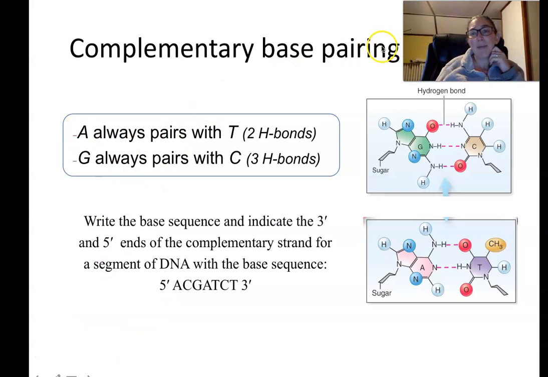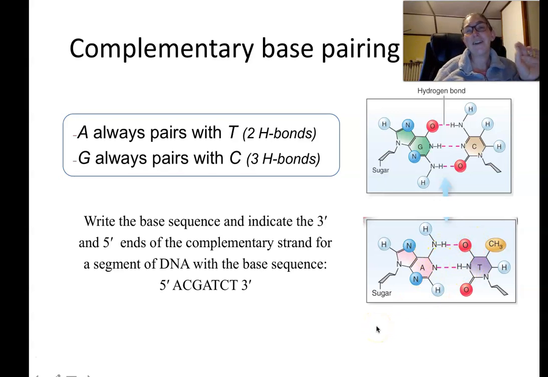So those complementary base pairing rules are that guanine always pairs with cytosine, and there are 3 hydrogen bonds that hold them together, and adenine always pairs with thymine, and there's 2 hydrogen bonds that hold them together.